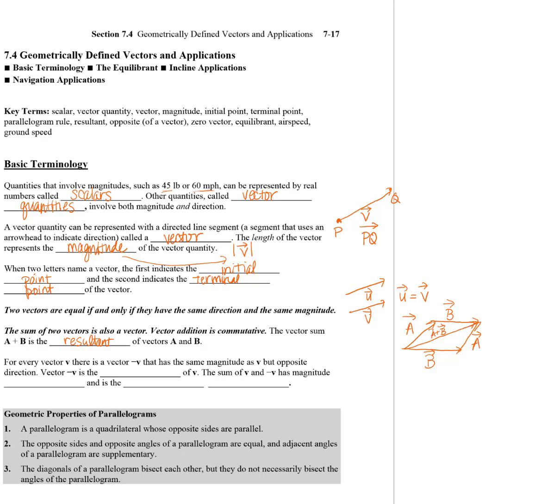And this vector also represents the sum of B plus A. So if we take B and then plus A, we have the same terminal point, same initial point as the resultant vector A plus B.